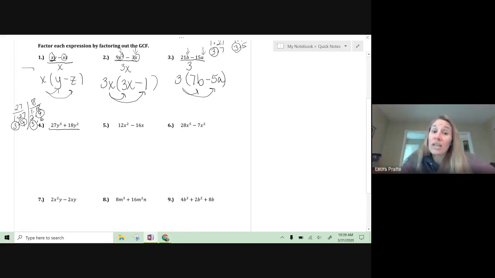Well, that's where the G in GCF comes in. It's the greatest common factor that you want to divide out if you're going to factor this completely. So we would have to pick the 9 here. Then you look at your variables. If we have a y cubed and a y squared, they're both y's, which is important. But then when you're looking at the same variables, whichever exponent is smaller, that's the one that can come out. So 9y squared.